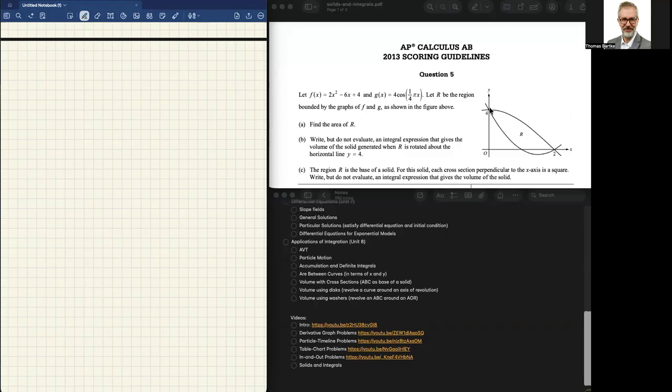So my radii, I have to first identify the radii. The big radius is the one that is from the axis of rotation to the function that is farther away from the axis. So it's going to be 4 minus this piece here. So it's just from here to here, right? And this function is f of x.